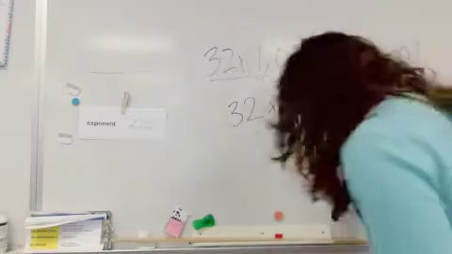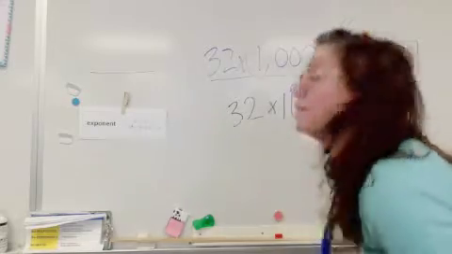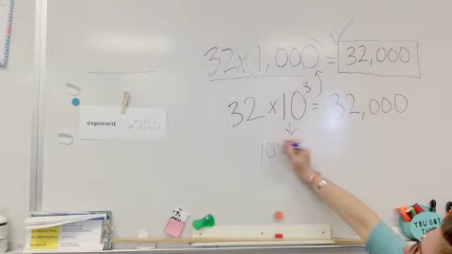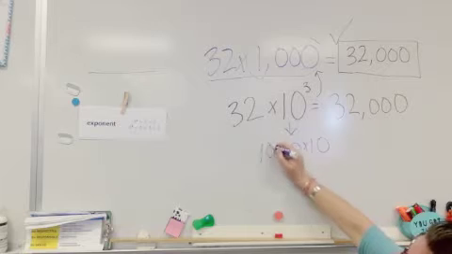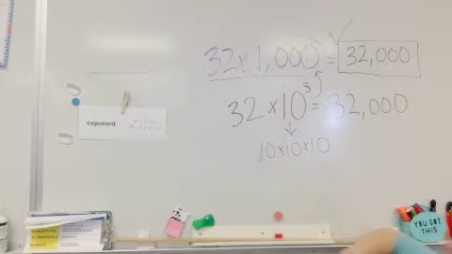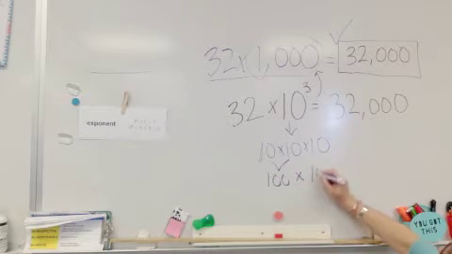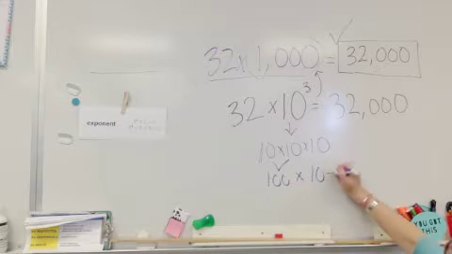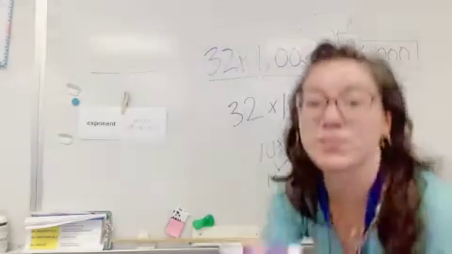Now some of you might be like, what are you talking about, Miss Miller? Let's slow that down for just a second and think about it. 10 times 10 times 10 is the same thing as 100 times 10, which is the same thing as, let's write it over here actually, 1,000. So there we go.